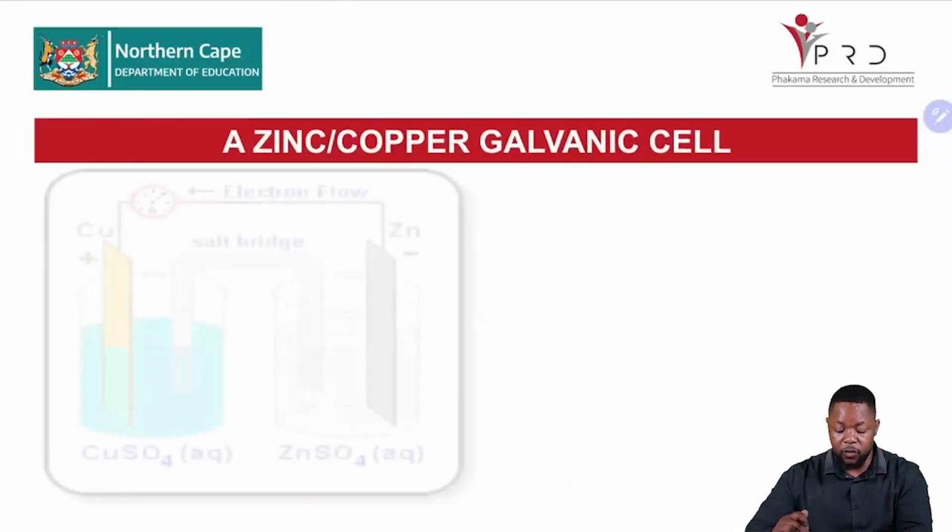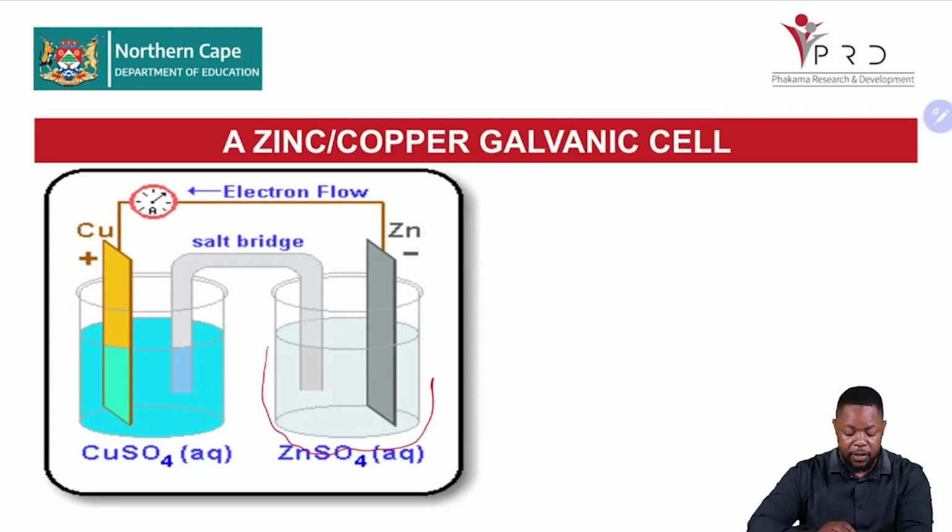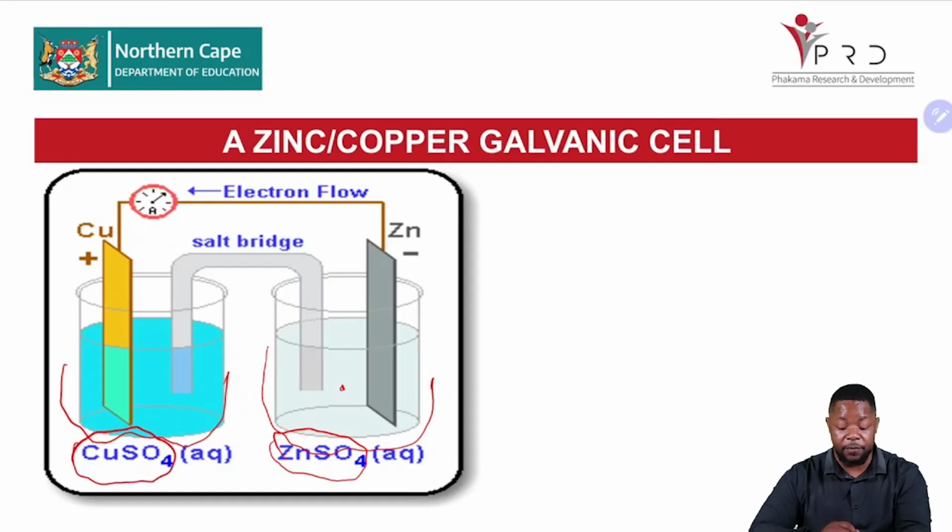We want to go to the zinc copper cell. Now we want to look at what is happening in the cell as we have discussed earlier. You will see that we have two beakers here, a beaker this side and a beaker on the other side. Inside these beakers we have what are called the electrolytes. Our electrolyte in this case will be zinc sulfate, and our electrolyte this side will be copper sulfate.